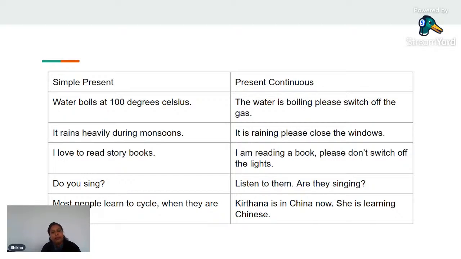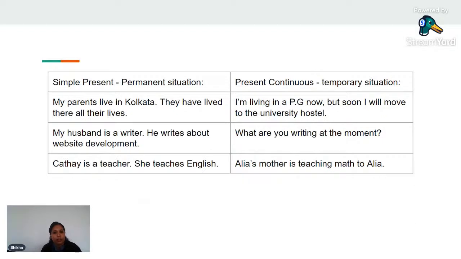Okay. And the last sentence is: most people learn to cycle when they are children, right? So we know that when we are children, at that point of time only we learn to cycle. So that is also something which happens regularly. Then, Kirtana is in China now. She is learning Chinese. Okay. So I hope you understood the difference between simple present tense and present continuous tense.